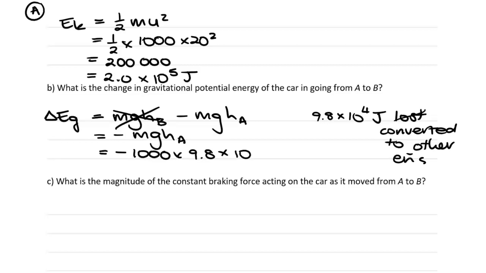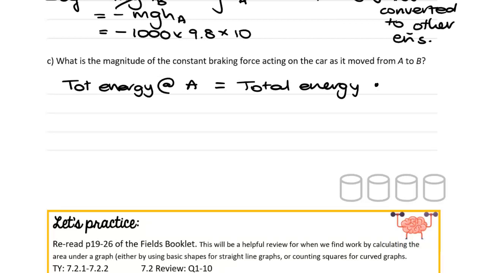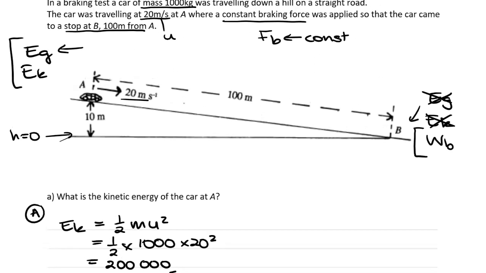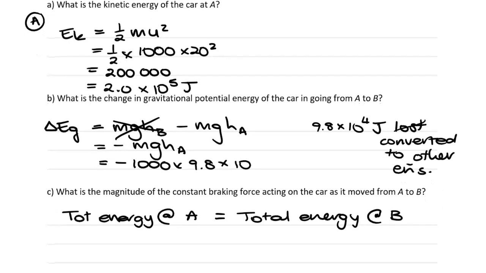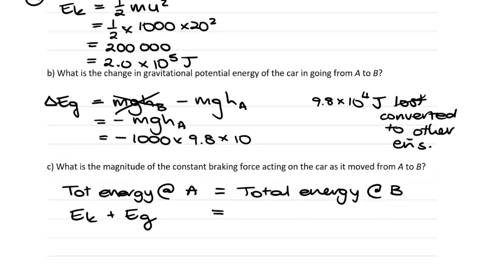Okay, now we're asked to find the magnitude of the constant braking force acting on the car when it's moved from A to B. So what we need to do here, the total energy at A is going to be equal to the total energy at B. So at A, what kinds of energies do we say it had? It had the gravitational potential energy and it had the kinetic energy. Oh, now conveniently we've already calculated those. So the kinetic energy plus the gravitational potential. If it loses 9.8 by 10 to the 4 joules going from A to B, it must mean it had 9.8 by 10 to the 4 joules of gravitational potential energy at point A.